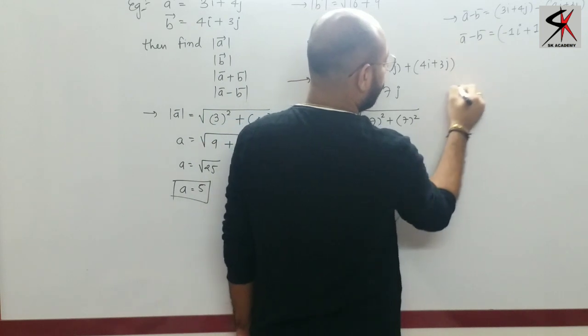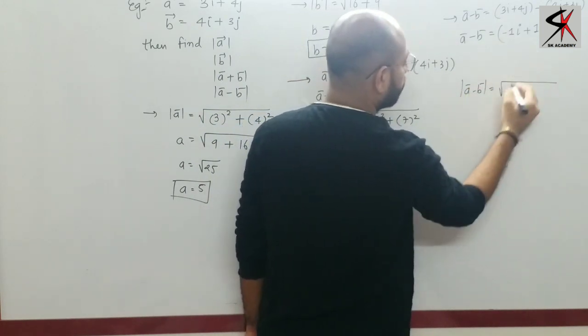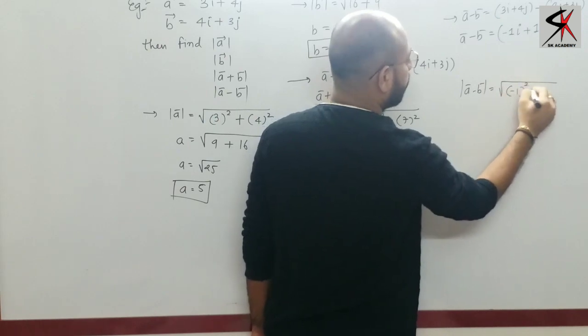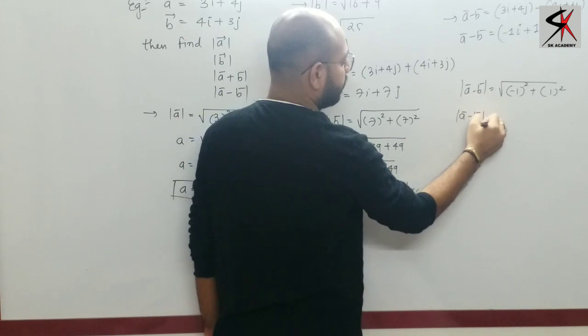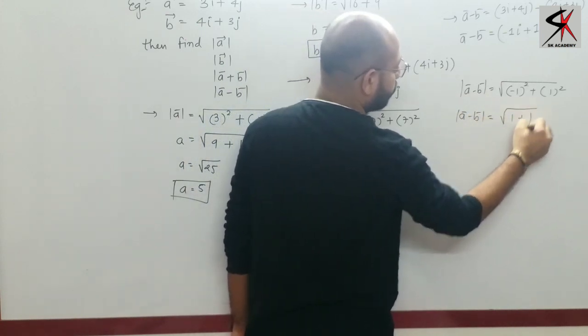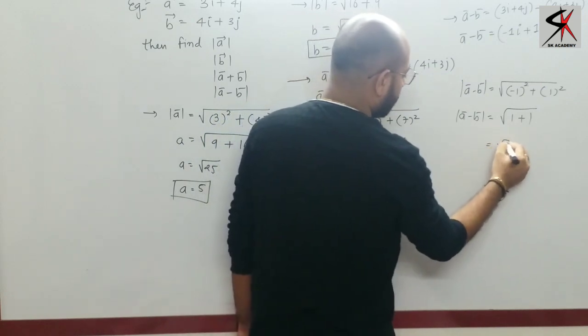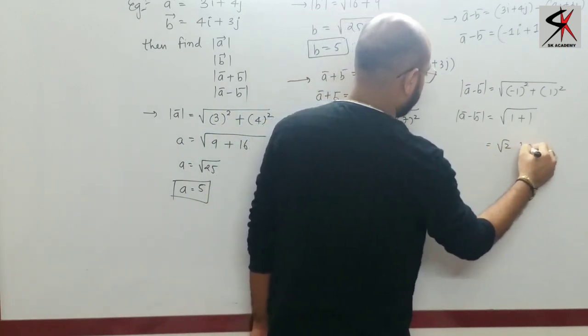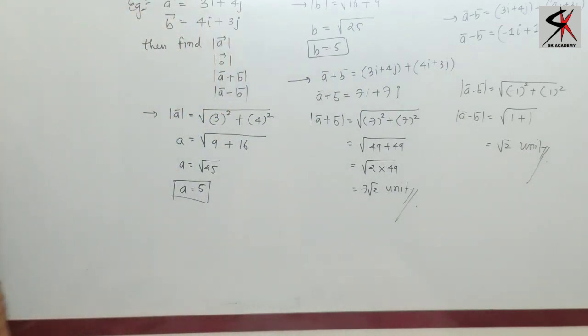So now mode of a bar minus b bar is equal to under root minus 1 whole square plus 1 whole square. Then a bar minus b bar is equal to 1 plus 1, and it will become under root 2 unit. Okay. So this is all the answer.